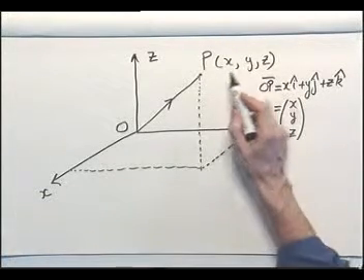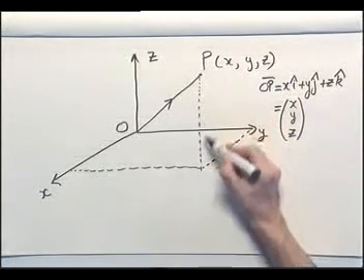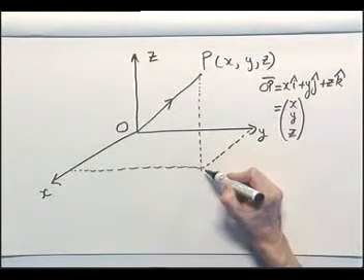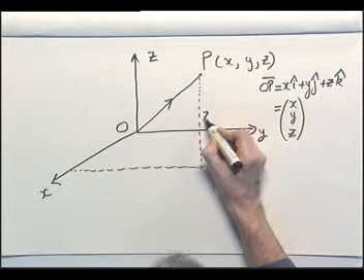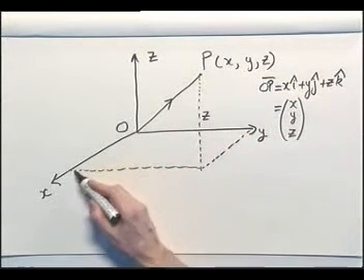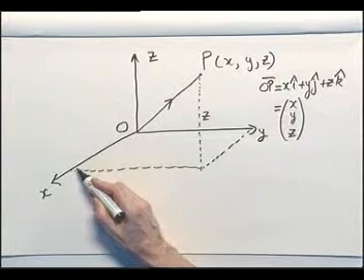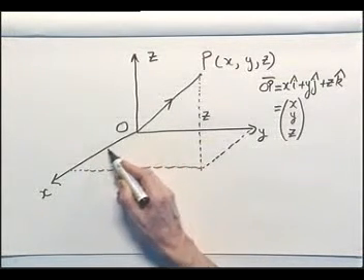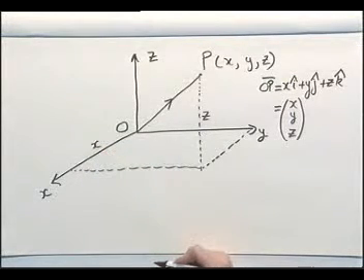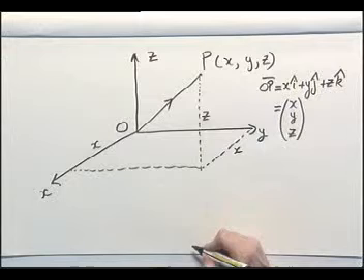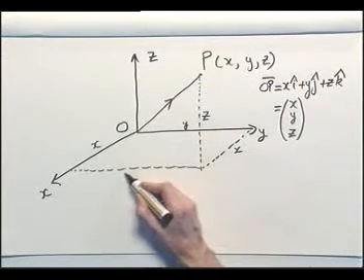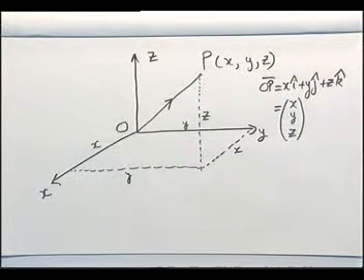Now, let's just think what this means. This length here is the distance of the point above the xy plane. So it must be of length z. This length here and here is the same length. It's the distance along the x coordinate. So that must be x. And that's also x. Similarly, this is y, and so that must be y as well.